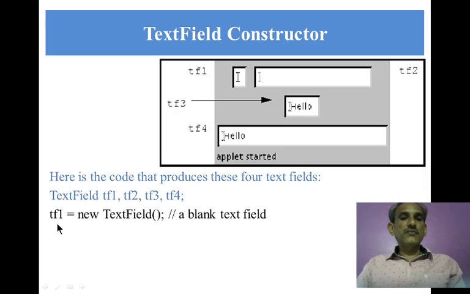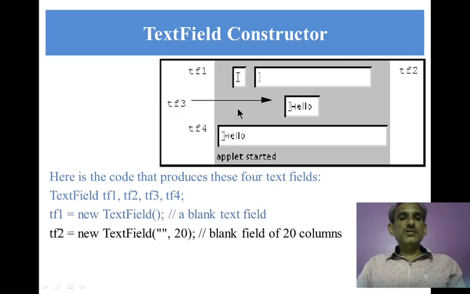So these are the text field references. Now tf1 equal to new TextField(), it will create a blank text field. Look at this one. This is the blank text field. Next, tf2 equal to new TextField("", 20). So it will create a text field of 20 characters. Look at this. This is text field 2. We can enter 20 characters in this text field.